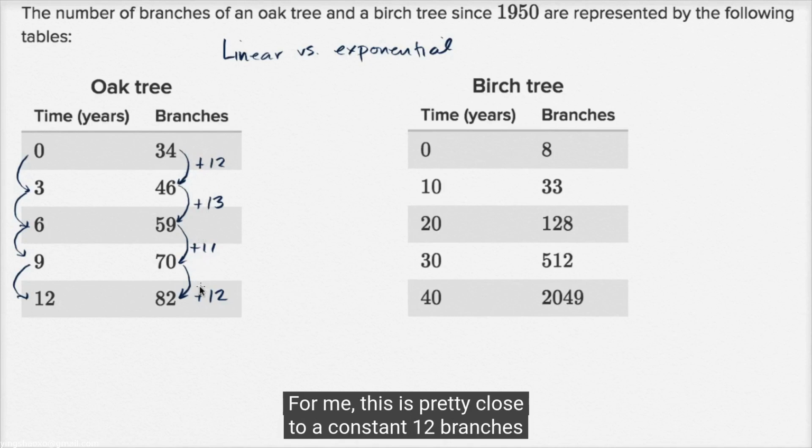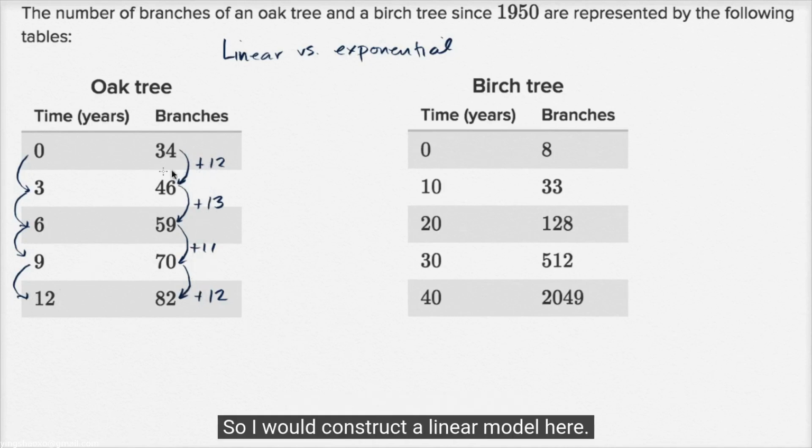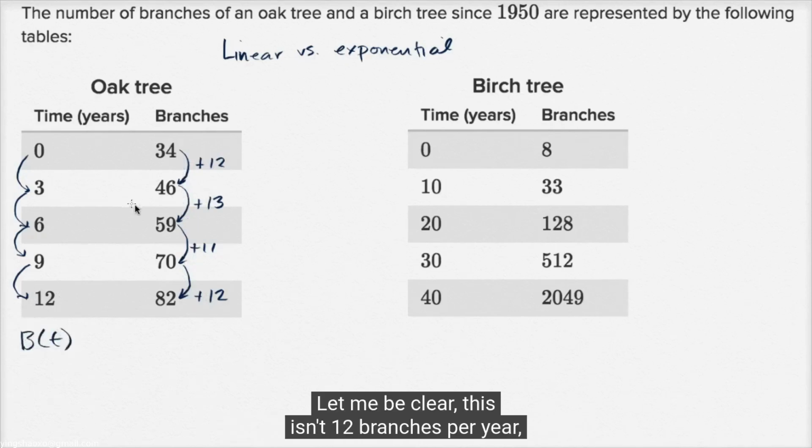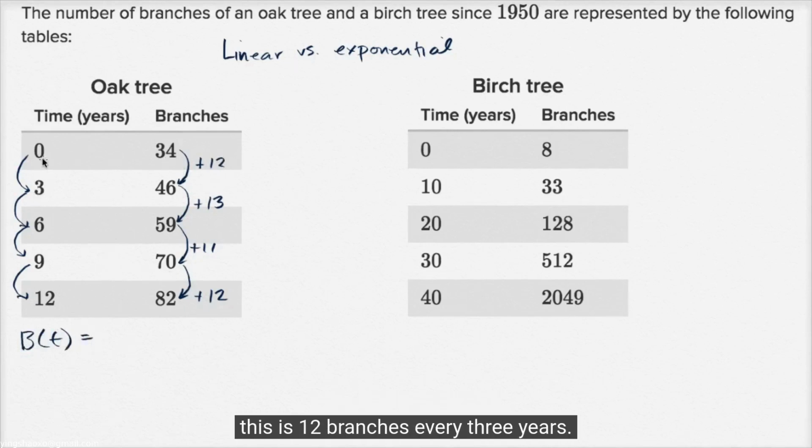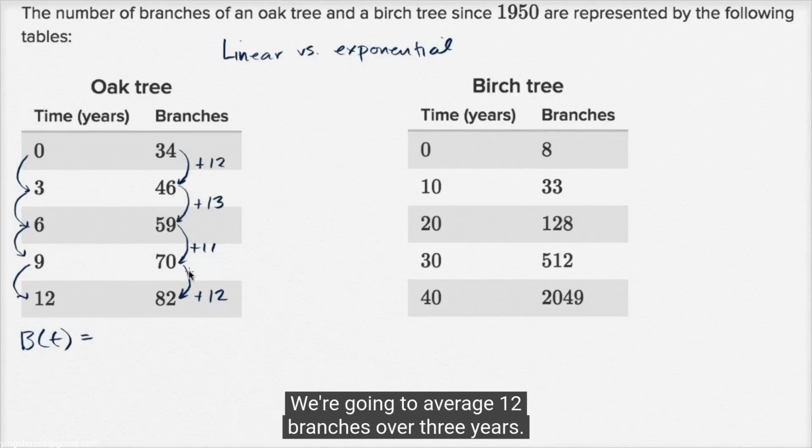For me, this is pretty close to a constant 12 branches a year. So I would construct a linear model here. I would say here, branches as a function of time. Now, let me be clear. This isn't 12 branches per year. This is 12 branches every 3 years. This was 13 branches over 3 years. This was 11 branches every 3 years. But we're going to average 12 branches over 3 years.